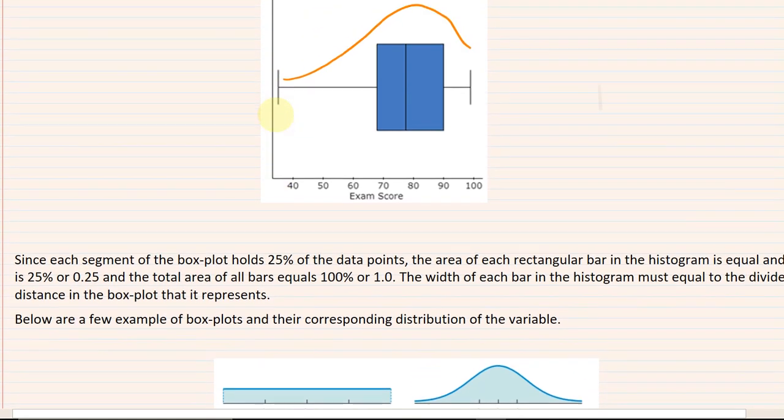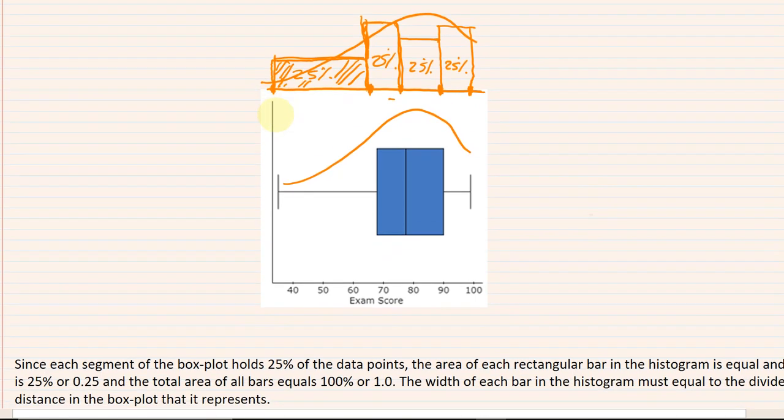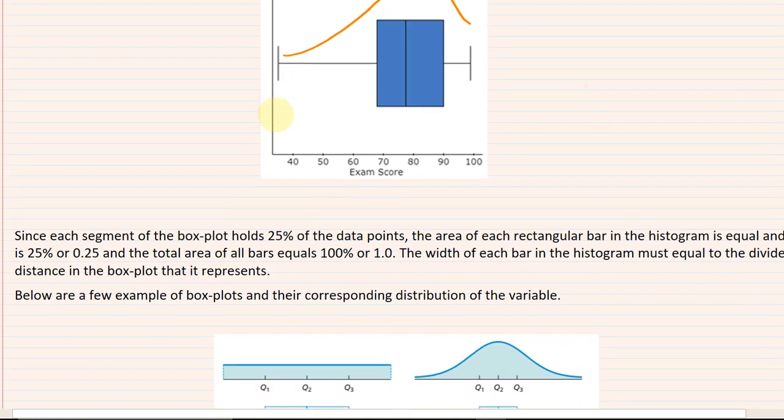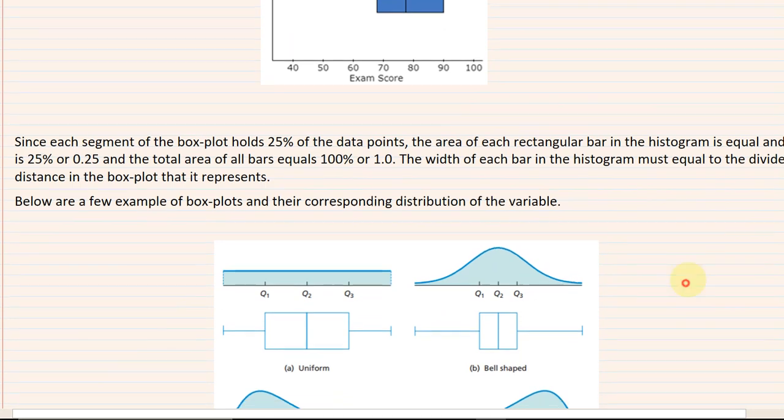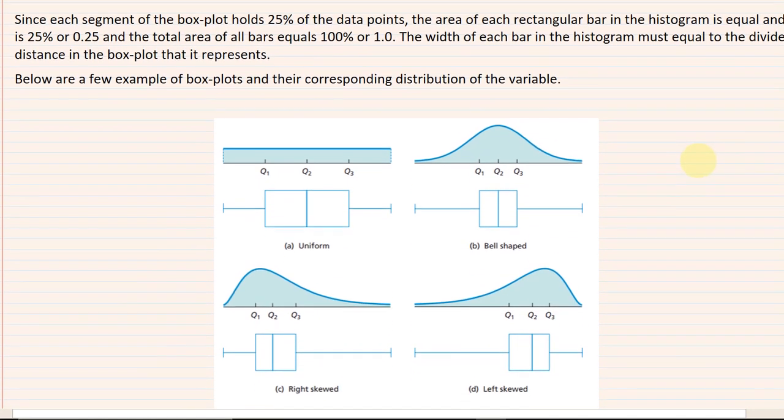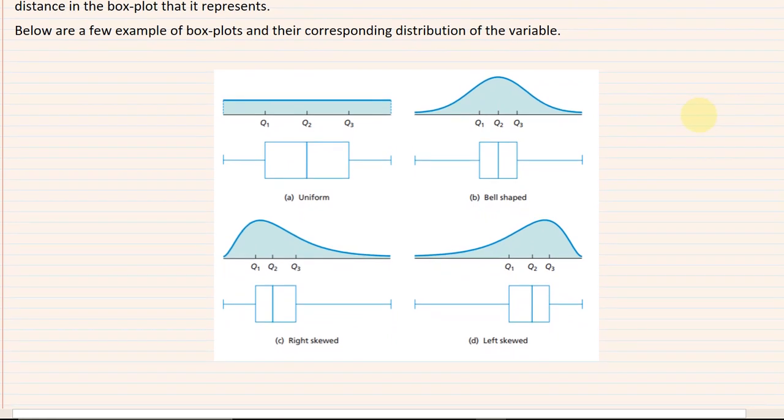Now, StatCrunch doesn't give you the histogram of a box plot, but we can get that ourselves. So now let's take a look at some example of box plots and the corresponding distribution of the variables. Okay, so the first box plot, actually we're looking at the distribution of a variable that is uniform, a uniform distribution.